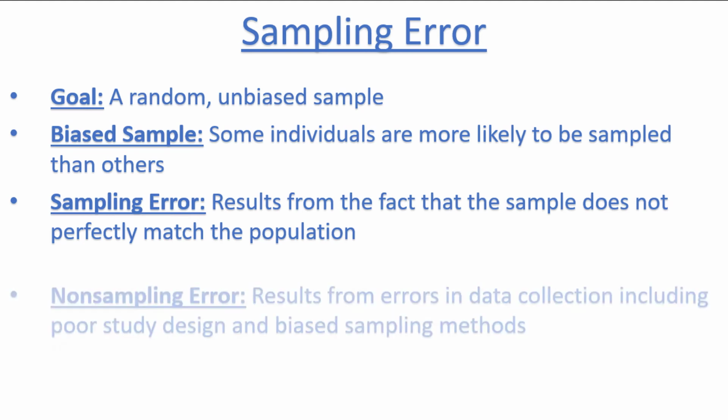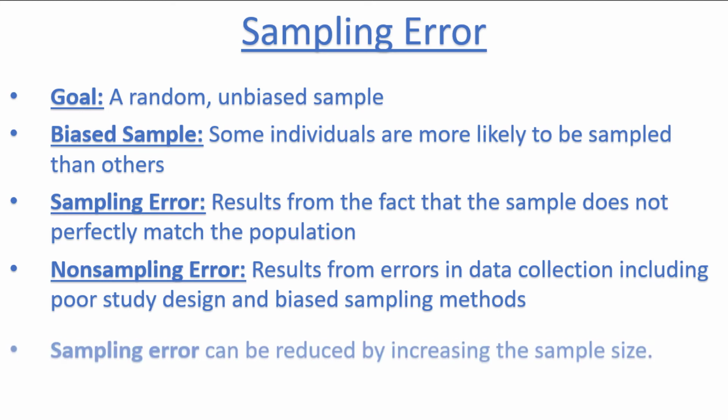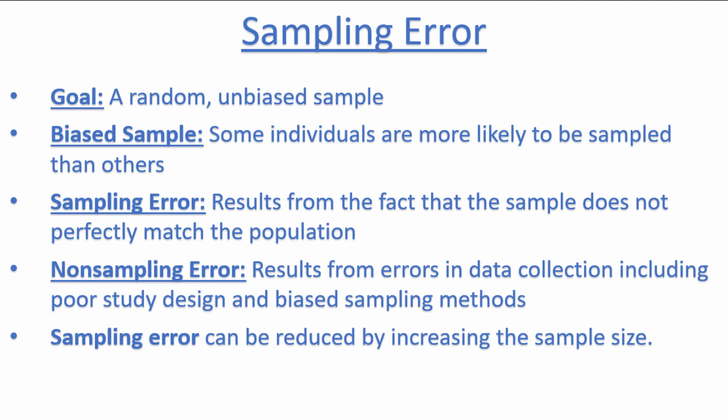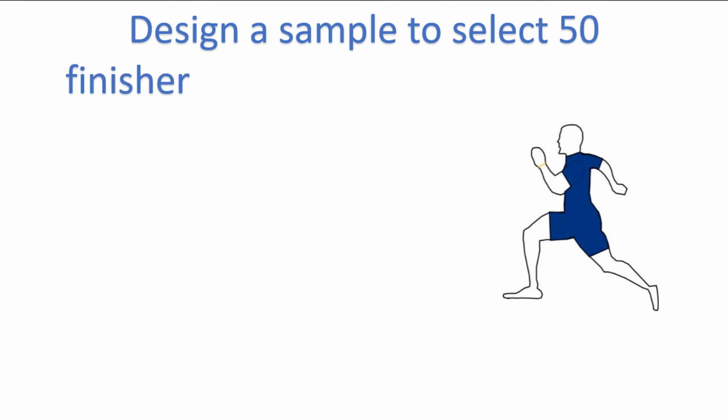We also have non-sampling error, which results from the use of non-random or poor sampling methods, bias in questionnaires, faulty measuring instruments, or other similar factors. Sampling error can be reduced by increasing the sample size, whereas non-sampling error can be reduced by designing a better sample. Let's take a look at some examples of possible ways to sample 50 finishers from a 5K race.